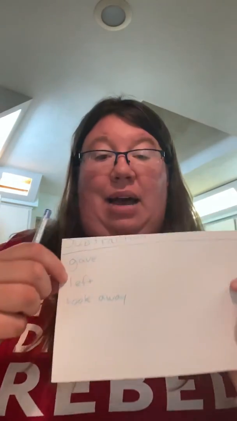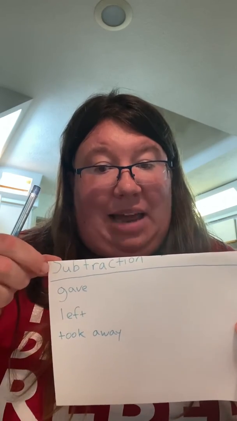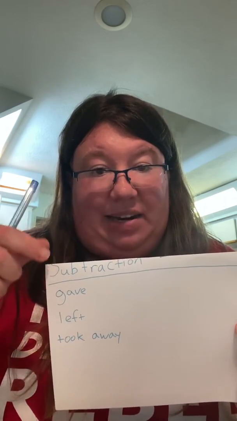Let's listen again and see what we need to do. Jadian had 57 quarters. He spent 31 of them. How many quarters does he have left over? That means it's going to be subtraction, and we're going to be doing minus.